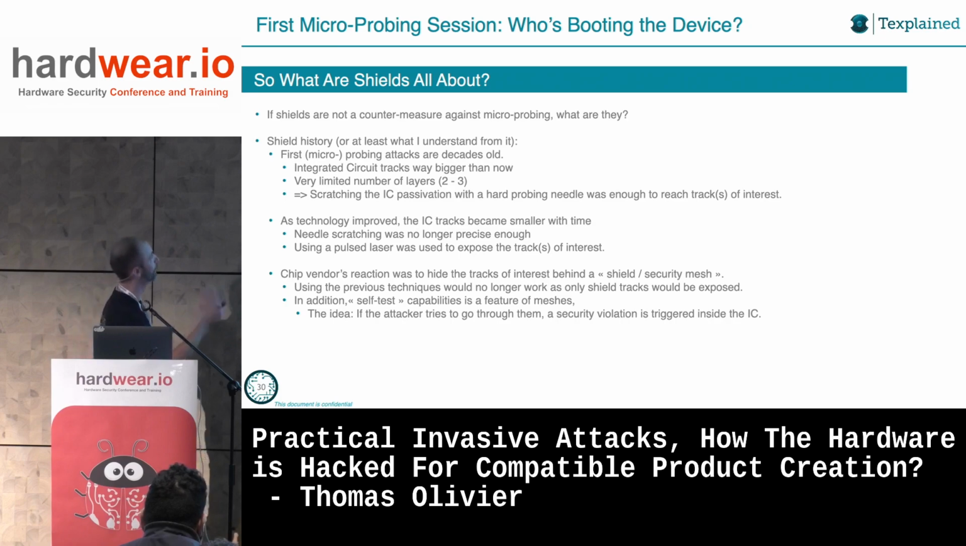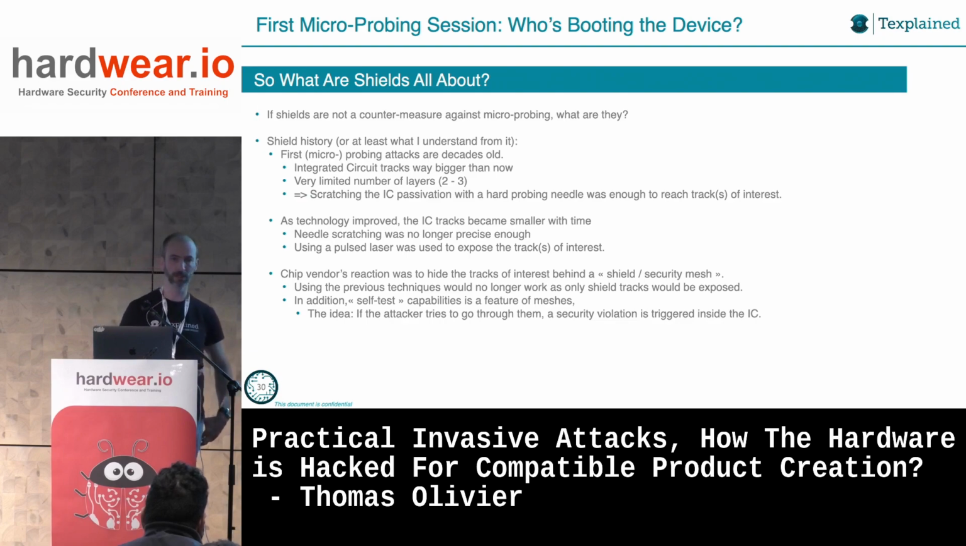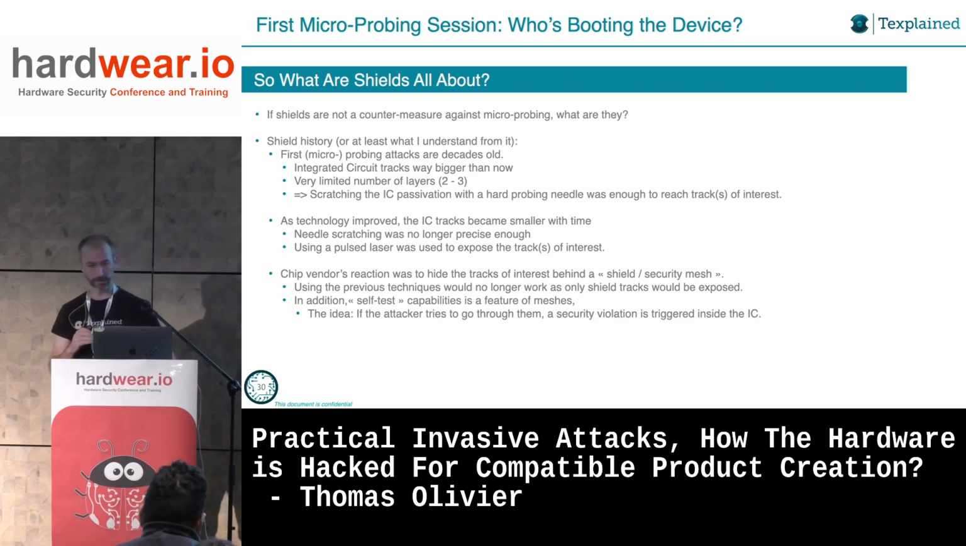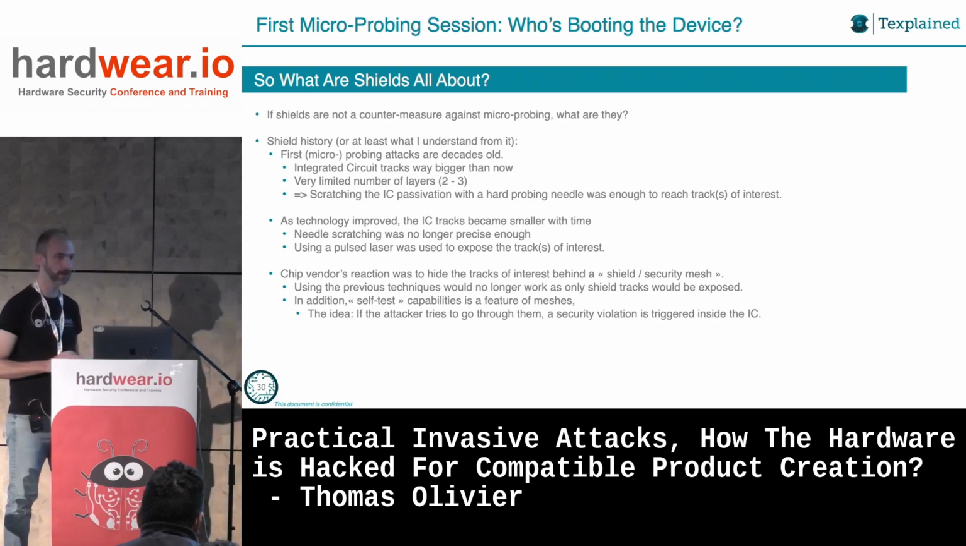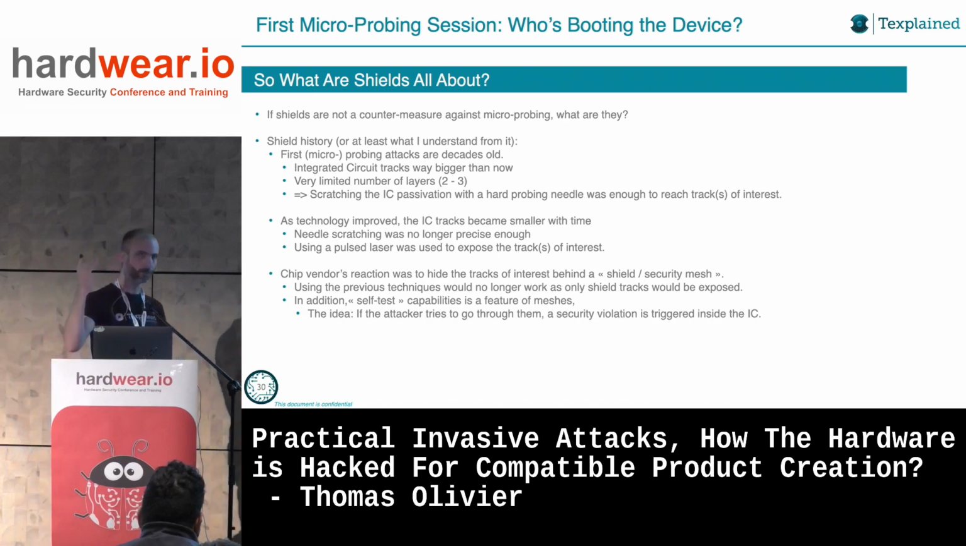First of all, I have a slide about shields, and I know I won't make friends with this slide, but I always ask myself, is a shield a countermeasure against microprobing? And if I understand the history correctly, it's not. Because decades ago, to reach the signals of interest, you just scratched the surface of the chip until you touched the tracks of interest, and bingo. So no FIB modification, there was no shield, it was easy.